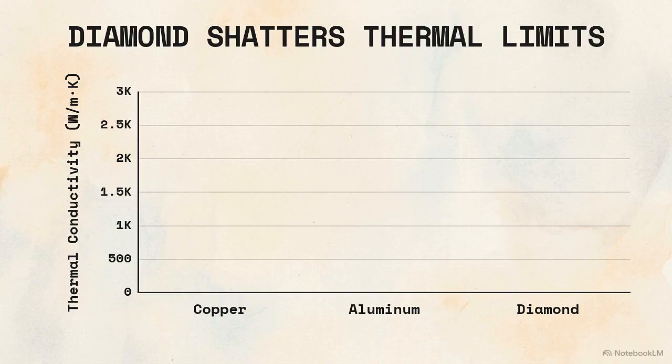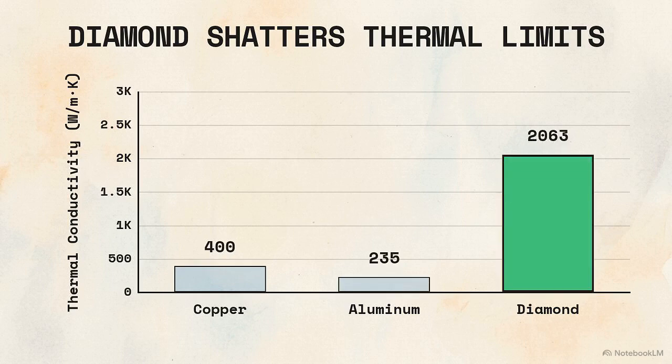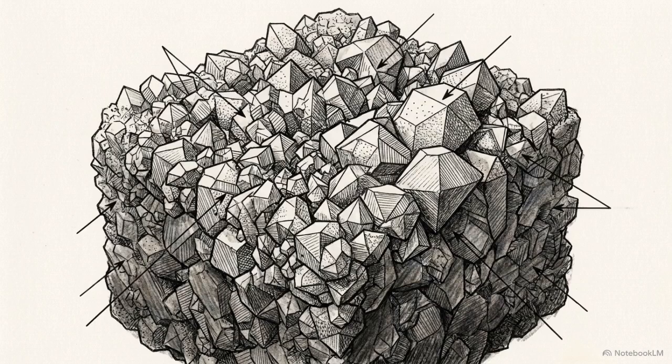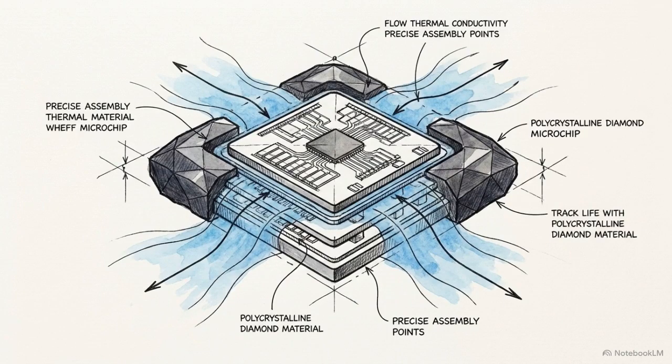This chart compares everyday metals used specifically because they are great at moving heat. Copper is here. Aluminum is here. But the material cutting the ice is all the way up here. It dwarfs the metals we usually rely on. This is a polycrystalline diamond, a cluster of millions of microscopic diamond shards bonded together. Its heat-stealing property is exactly what the modern technological world is desperate for.